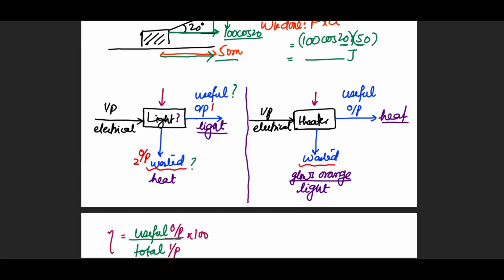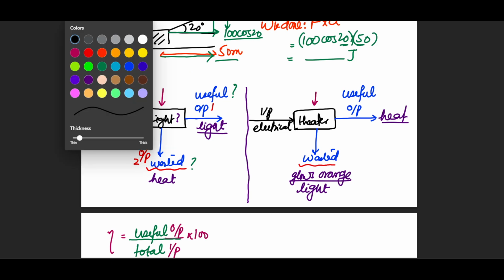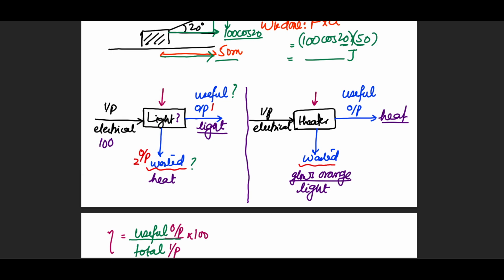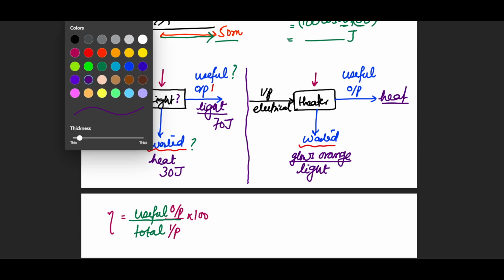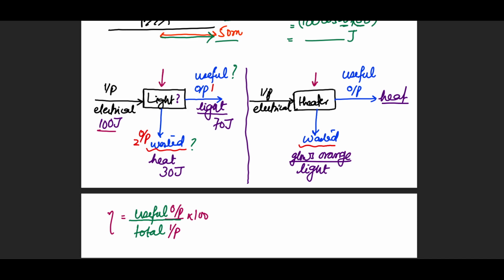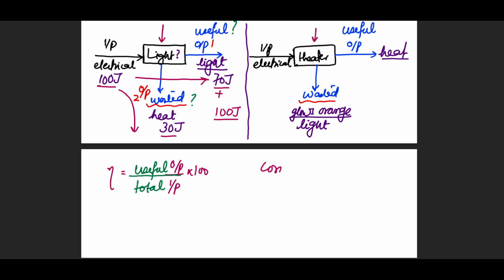For example, if you have given this machine, let's say, 100 joules of electrical energy, and it only gives you back 70 joules of light energy, then most definitely 30 joules have been wasted. Now, this idea that whatever we have invested will be accounted for: how? Some of it is in the useful output and some of it is in the wasted category. So if you add them together, 30 plus 70, you still get 100 joules. This idea has been given to us by the law of conservation of energy.